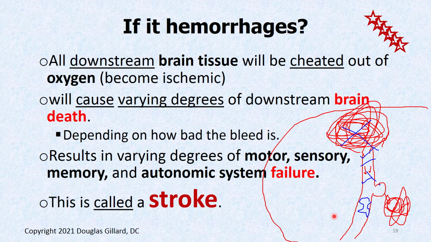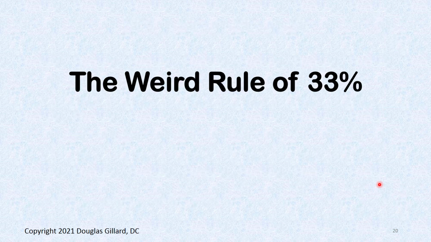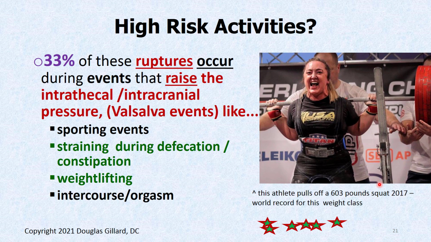So, all right, do you think you know that? The weird rule of 33%. This is a weird rule. 33% of ruptures occur during some high Valsalva-type event. Something where you're really straining down, like squatting 600 pounds, like other sporting events. Defecating, when you have constipation and you're pushing really hard.